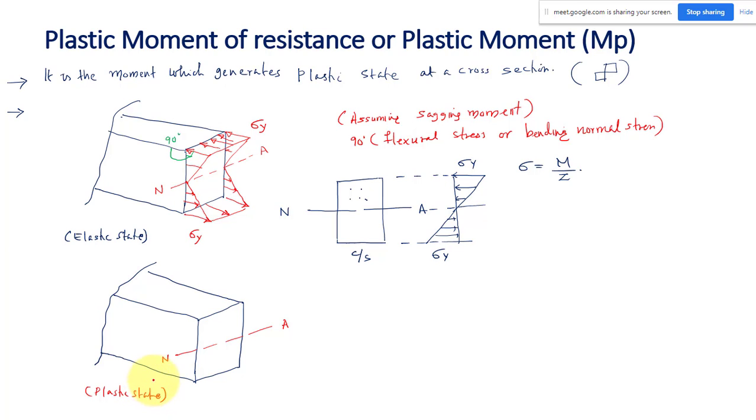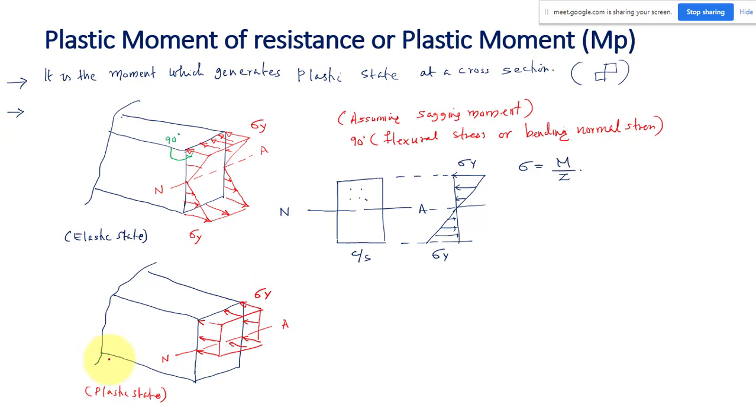What is the stress variation in the plastic state? Above the neutral axis, I will have compressive stress. Everywhere, all the fibers will have the same compressive stress. This is yield stress. It is also yield stress. Everywhere we have uniform stress value. So this will be something like this. This is my stress block. I think you can understand what I am trying to draw. The entire cross section above the neutral axis is subjected to uniform compressive stress sigma y in the plastic state.